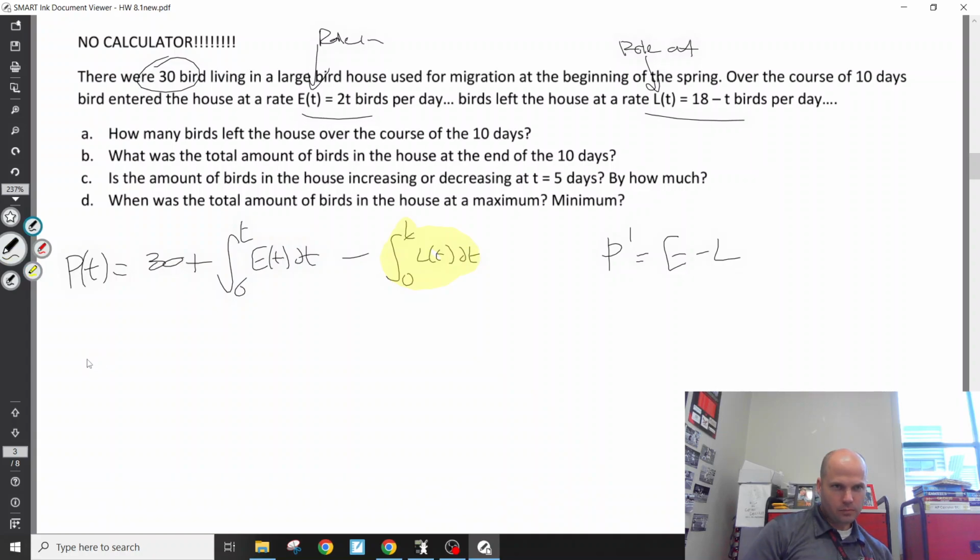So for part A, I'm just going to go 0 to 10 of L of t. I do not have a calculator. You cannot type this into your calculator, but we can do it to check. You do not plug in 10 and 0. You have to remember, if you want to evaluate an integral, you want to find an area, and you don't have a calculator, you need the antiderivative. You need like super big L.